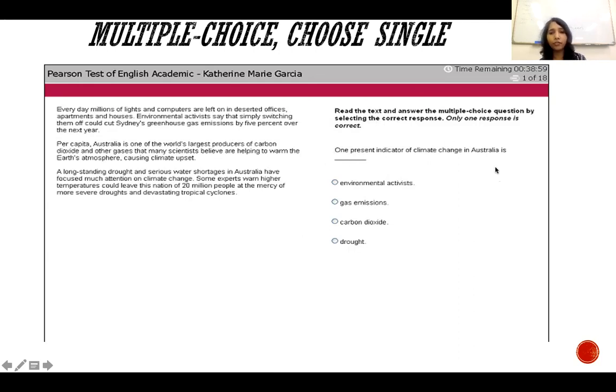One present indicator of climate change in Australia is, and then try to think of synonyms for your keywords. So what are your keywords? One present, so a single present indicator, a current signal or a current trend, an indicator of climate change, change in weather in Australia is, and you have all these options. So let's go looking for this sentence in the passage. Skim through your passage, trying to locate this sentence.